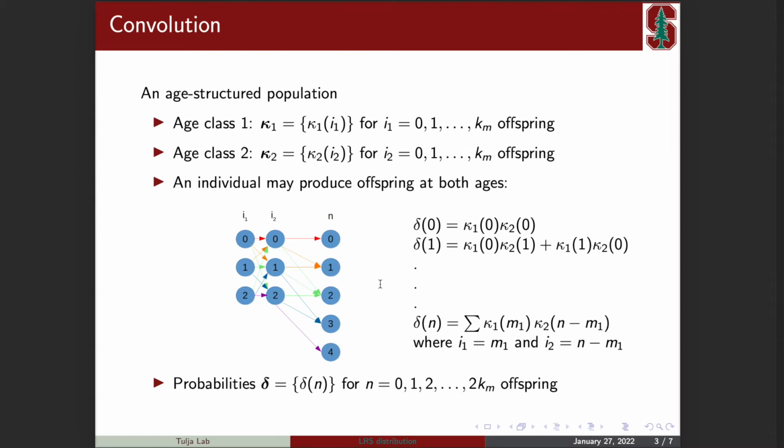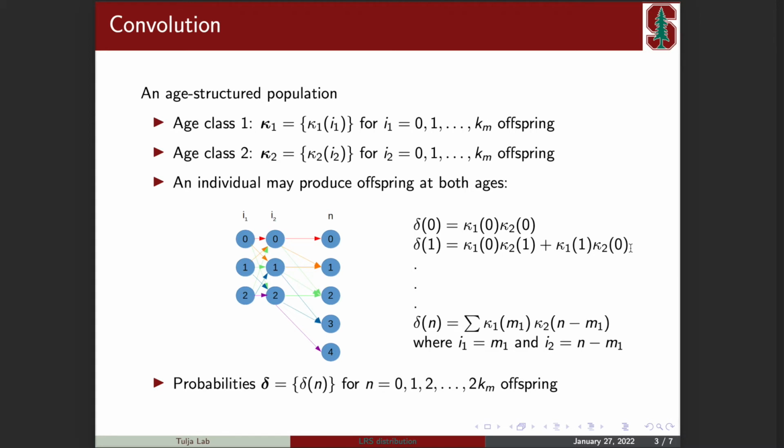There are two ways for an individual to get one kid during its lifetime. That is to give no birth at age 1 and 1 at age 2, or get 1 at age 1 and 0 at age 2. The paths are marked by orange arrows here. The probability of that is the sum of the probabilities of those two paths, which are the products of the probabilities of 0 at age 1 and 1 at age 2, and 1 at age 1 and 0 at age 2, which is written here as delta 1 equals kappa 1, 0 times kappa 2, 1 plus kappa 1, 1 times kappa 2, 0.